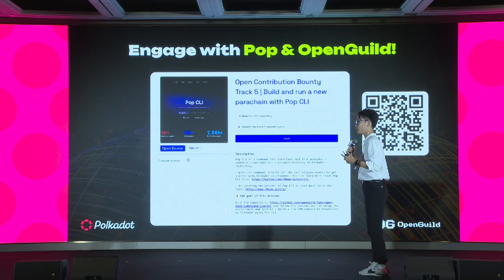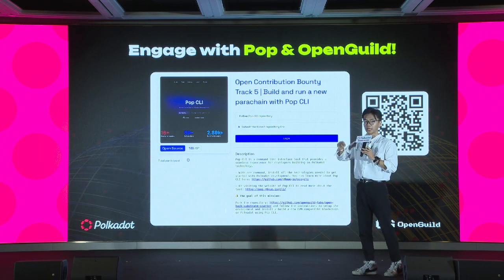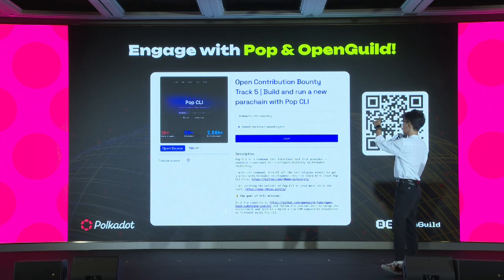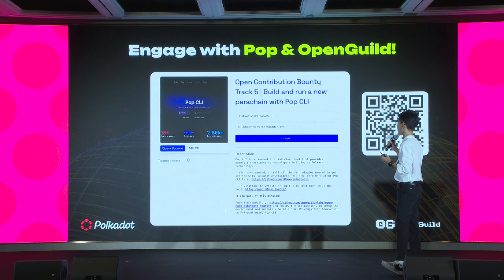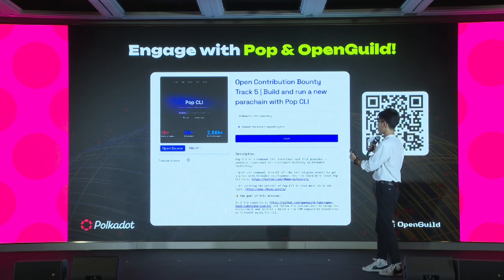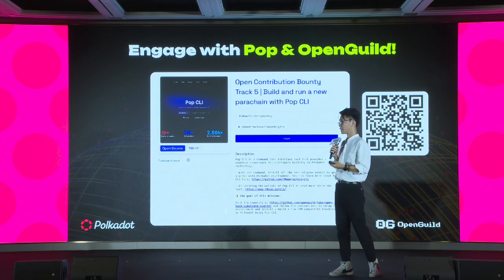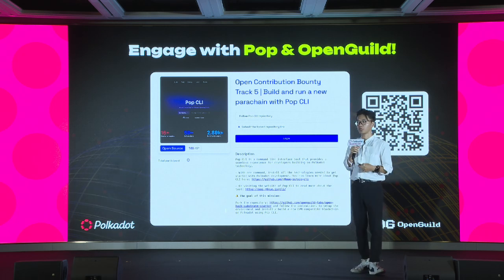And if you want to engage with POP and OpenGuild, you can scan the QR code. It's going to navigate you to the OpenGuild application on the OpenGuild community platform, and you can participate in our open contribution bounty track to build and run a new parachain with POP CLI. After you do this, you can have your production-ready parachain blockchain and you can also receive experience points from the OpenGuild community as well.